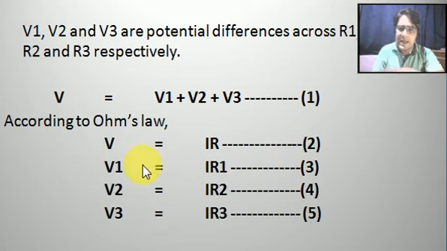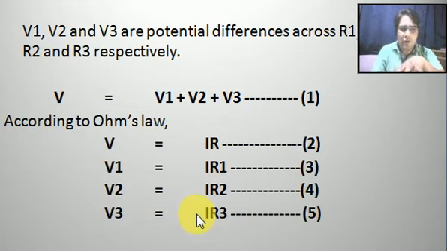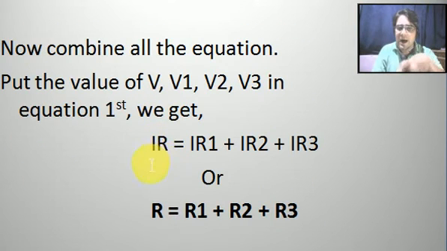Name this equation second, and in the same way as we have seen, जब हमने अलग अलग रेजिस्टर्स पे ओम्स लॉ अप्लाई किया तो V1 हमारा निकला I into R1, V2 I into R2, V3 I into R3। नाउ अगर हम इनको वैल्यू देंगे, ये जो यहां पे 4 इक्वेशंस हैं V, V1, V2 एंड V3, इनके जो वैल्यूज यहां पे हैं ये हम देंगे इस इक्वेशन में। V का वैल्यू देंगे IR, V1 का वैल्यू देंगे IR1, V2 का IR2, V3 का IR3। जब हम ये वैल्यू देंगे तो हमें निकलेगा IR is equal to IR1 plus IR2 plus IR3.